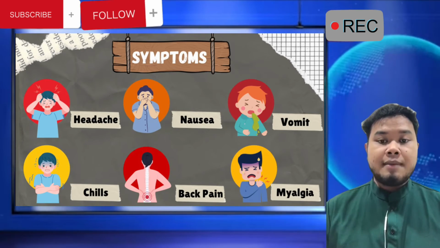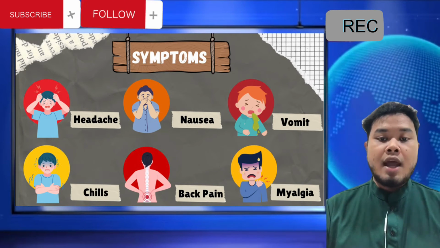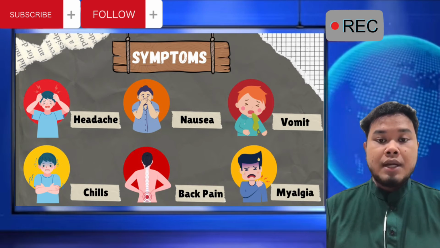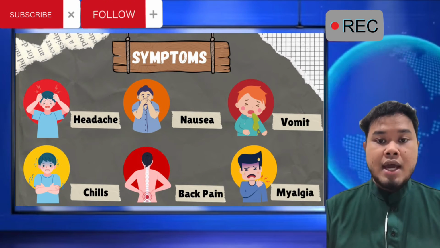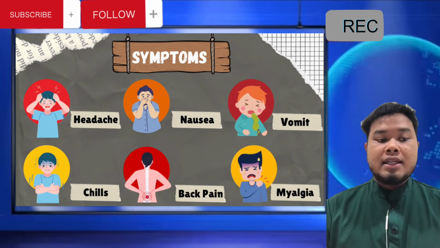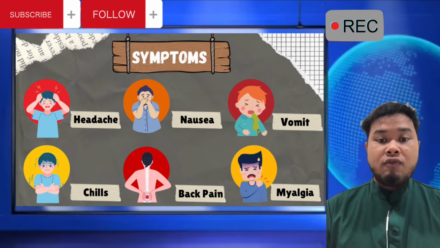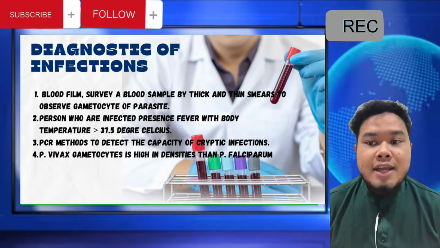Assalamualaikum and hi, I'm presenting about the symptoms of malaria. There are a few symptoms that occur when a person gets infected by a malaria parasite. The first symptom is headache. Second is back pain. Third is nausea. And fourth is myalgia, and they get chills when they are infected by a malaria parasite. And fifth is vomiting.